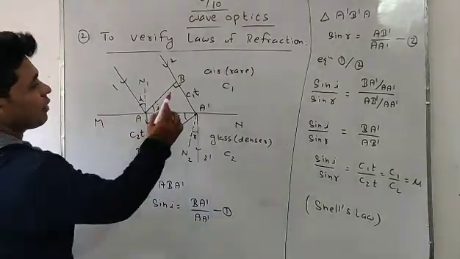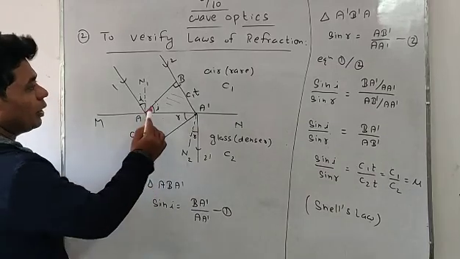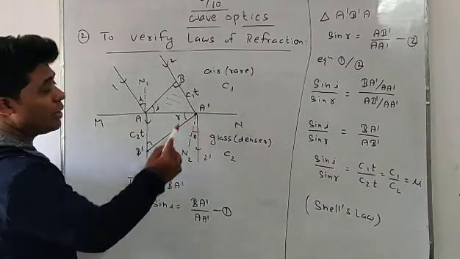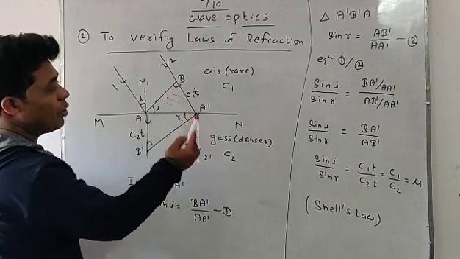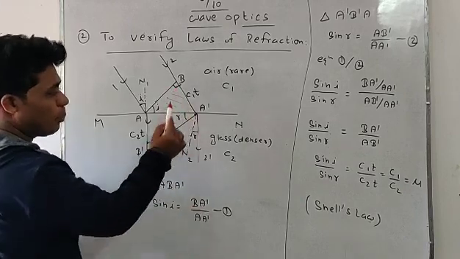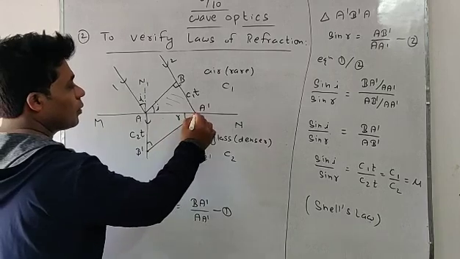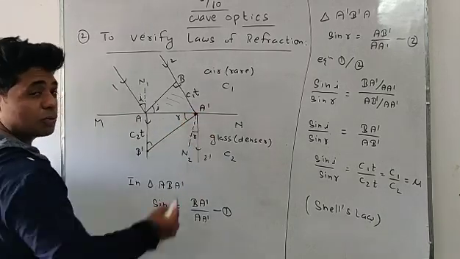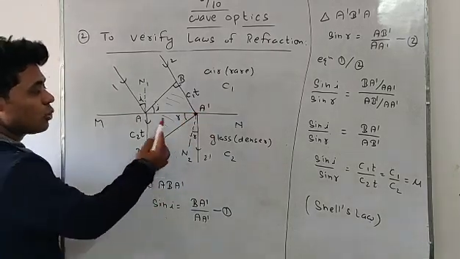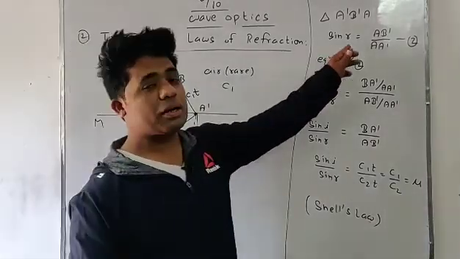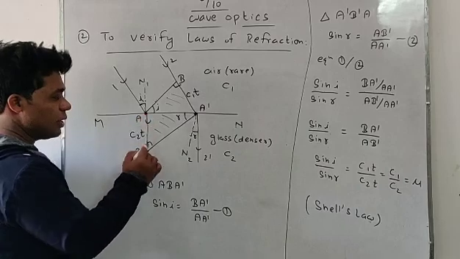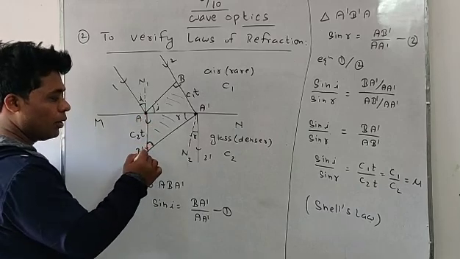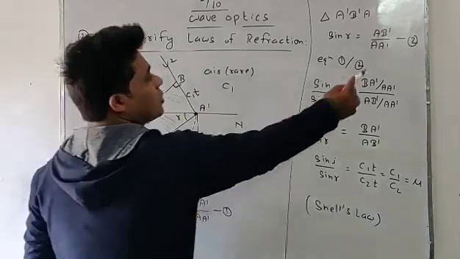Now I'm going to use this upper triangle. In triangle ABA dash, I'm applying sin I, perpendicular by hypotenuse. Perpendicular is BA dash, opposite to 90, and A dash is the hypotenuse. In this lower triangle, again I apply sin R, perpendicular by hypotenuse. This AB dash is the perpendicular, opposite 90, and A dash is the hypotenuse.